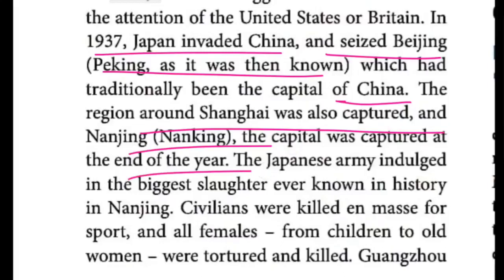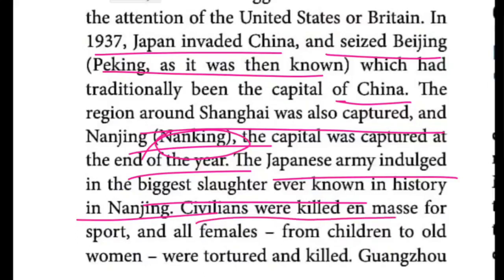So the Japanese army was involved in the biggest slaughter ever known in history in Nanking. Nanjing, like that it is given, that is Nanking. So civilians were killed, soldiers were killed en masse. What is meant by en masse? All together. En masse, what is the meaning? The people were killed all together like a game.